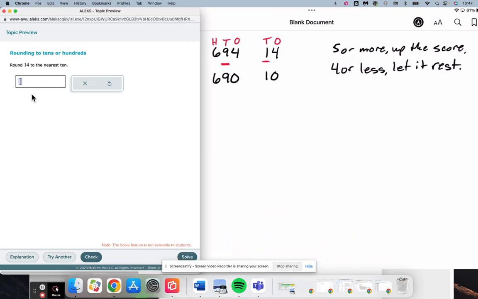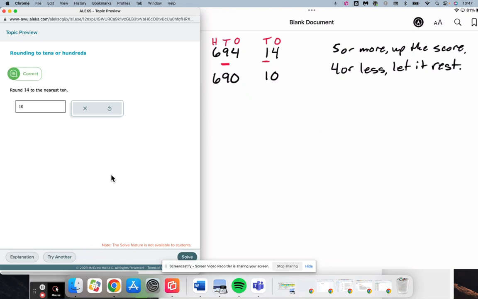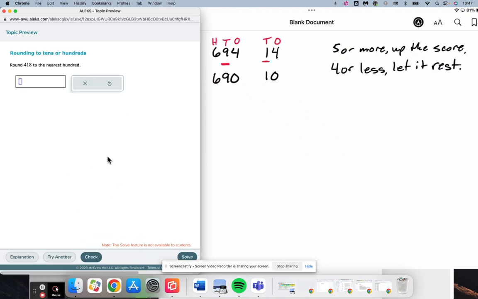And for this video, we will do one more, since this is going pretty quickly. We have 418 to the nearest 100. So 418. We do have our ones place, tens place, hundreds place. We are asked to round to the nearest 100, so that's the 4. We look at the number after the 4 and ask, is it 5 or more, or is it 4 or less? Well, 1 is definitely 4 or less, so we let it rest, which is going to make that number 400.